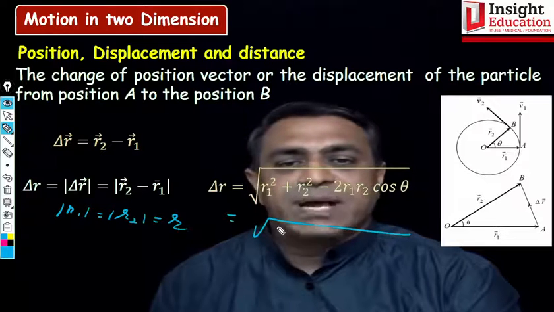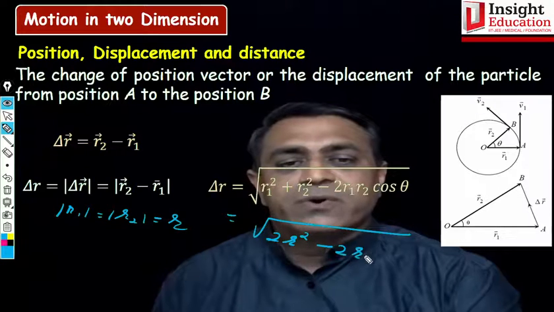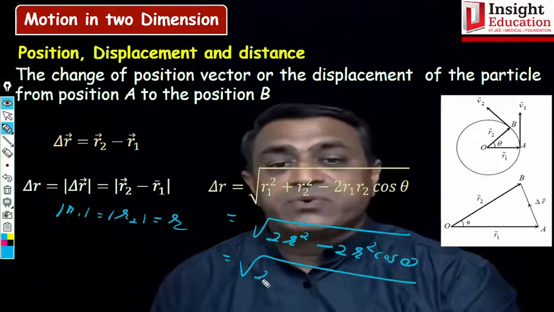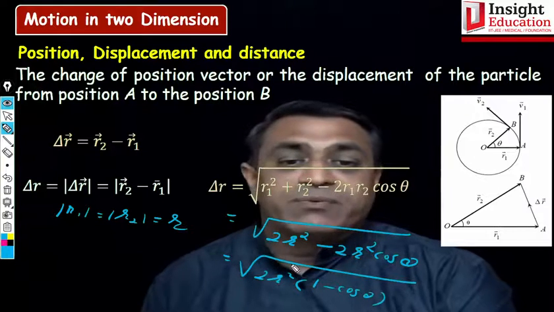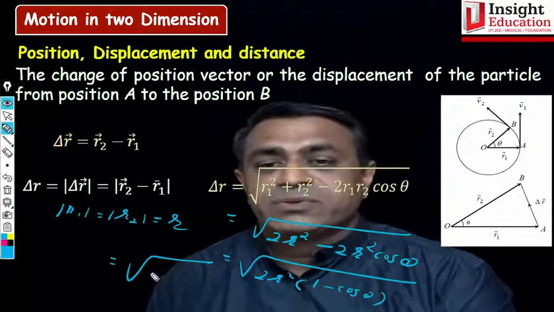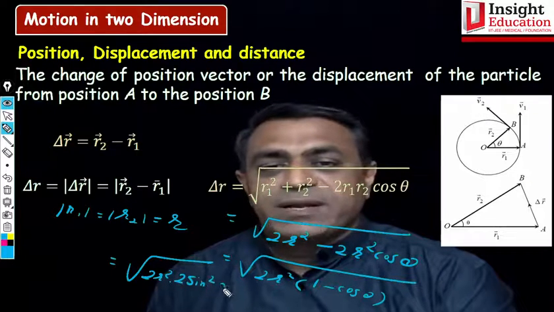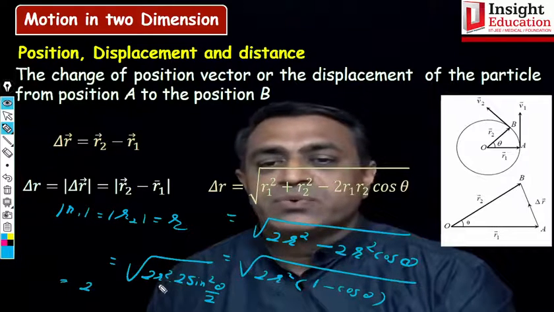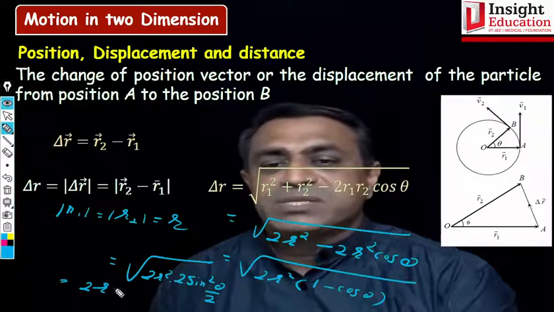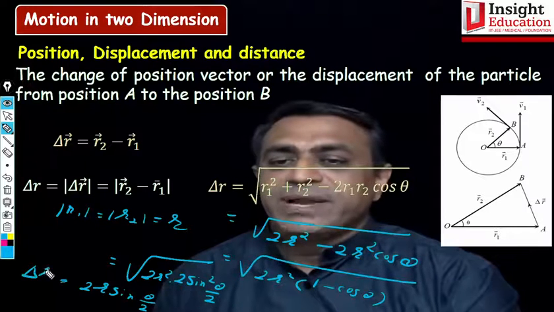So R1 plus R1, you can say 2R1 minus R1 into R2, 2R square cos theta. So now 2R square is constant, 1 minus cos theta. So 1 minus cos, you can say under root 2R square, 1 minus cos, 2 sine square theta by 2. Okay, so 2 into 2, 4, under root 4, 2R square, so that is R, and sine square, so that is sine. So 2R sine theta by 2, so that is equal to delta r.